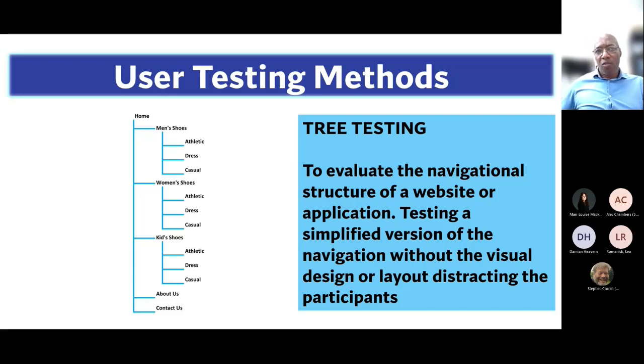You observe how they use the tree structure to navigate the website and note any issues they encounter or areas where they get stuck. Based on the feedback from your participants, you can make adjustments to the navigational structure of the website to improve its usability and make it easier for users to find what they're looking for. So the method or methods you choose for user testing will depend on the specific research goals and the resources that you have available. A combination of methods may be used to gather both qualitative and quantitative data to ensure that the insights you gather are representative of your target audience.